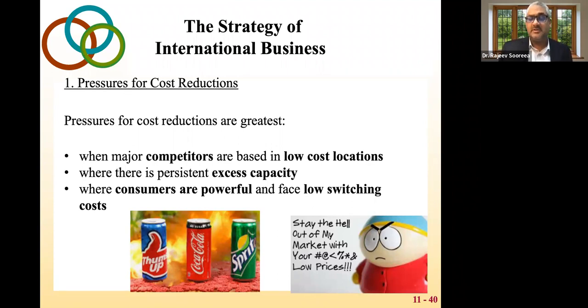If consumers are becoming powerful, then businesses cannot really fool those consumers, right? So you need to be transparent in your organization. You need to be transparent about your product. When these things happen, then you as a firm will need to cut back on your cost, because these are high pressures to cut back on your cost.